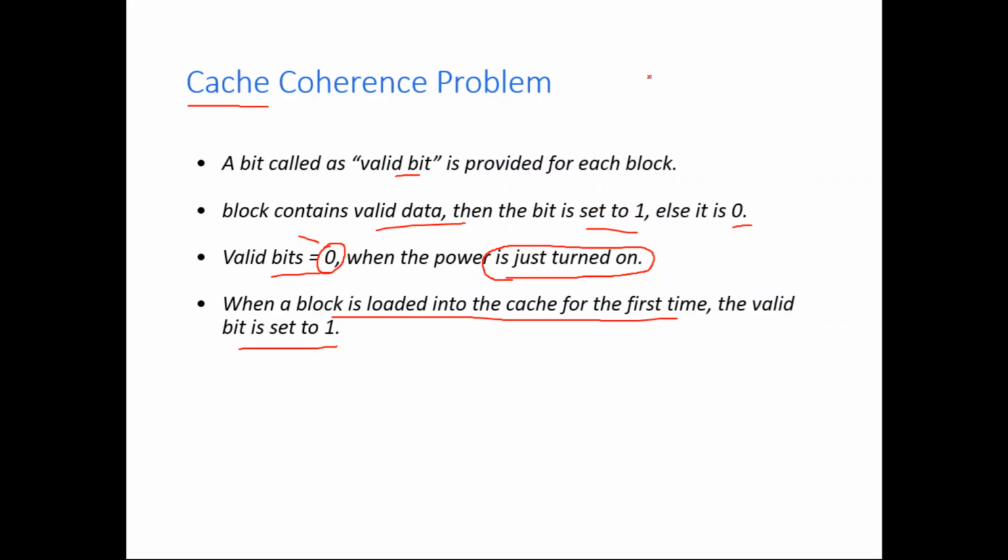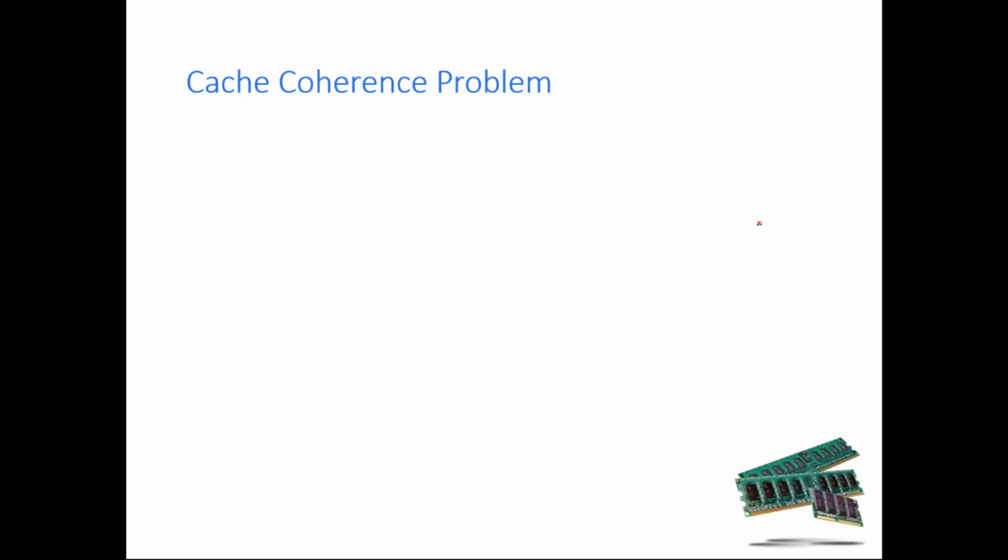In cache memory, when you give power initially, the valid bit will be 0. When you load the data for the first time, it will be made 1. If the data in the cache is valid, the valid bit will be 1. If it is invalid, the valid bit will be 0. This is our basic understanding. With this, let us try to understand what the cache coherence problem is.